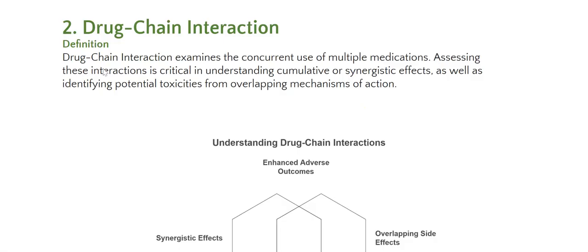Drug chain interaction. Definition. Drug chain interaction trial examines the concurrent use of multiple medications. Assessing these interactions is critical in understanding cumulative or synergistic effects, as well as identifying potential toxicities from overlapping mechanisms of action. Here's a summarized diagram summarizing the understanding of the drug chain interactions. We have on the left synergistic effects, on the right overlapping side effects, in common area in between enhanced adverse outcomes.